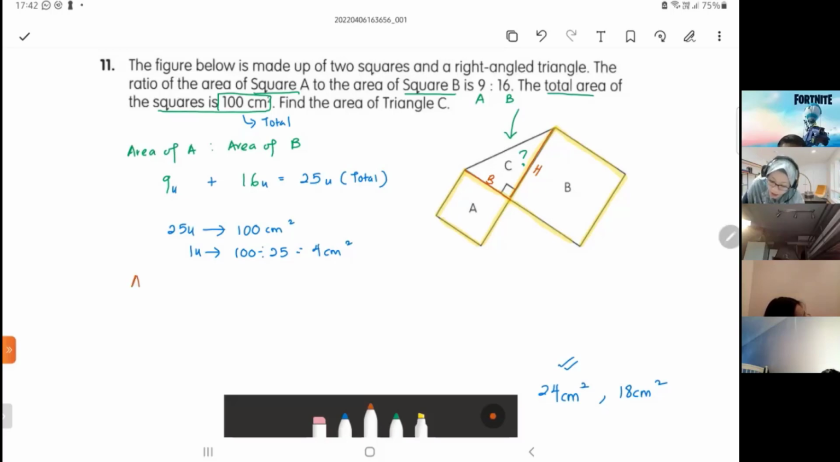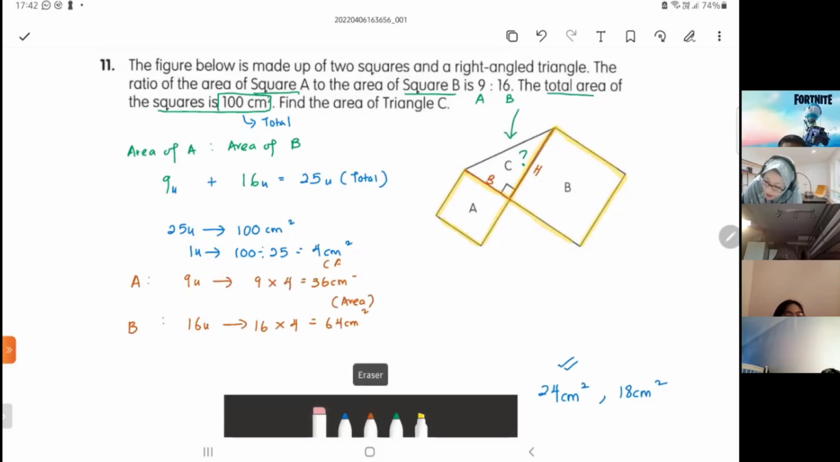So A is 9 units. 9 times 4 is 36 cm squared. Now let's find B. B is 16 units. 16 times 4 is 64 cm squared. Okay, this is my area. This is all my area. This is also area, right?